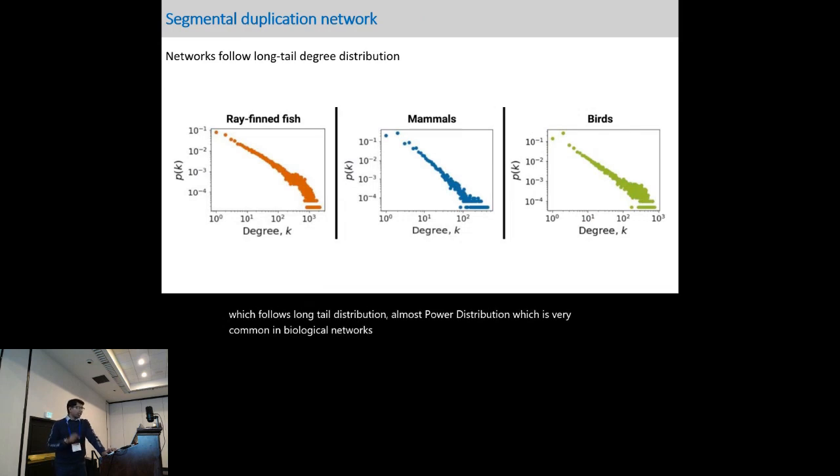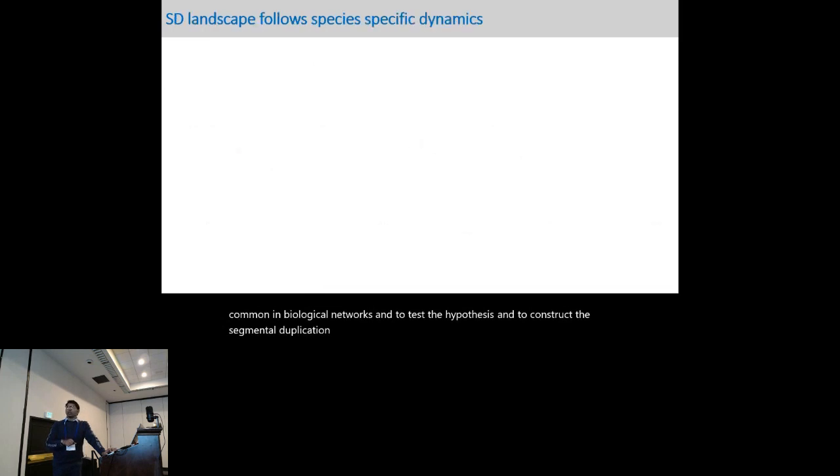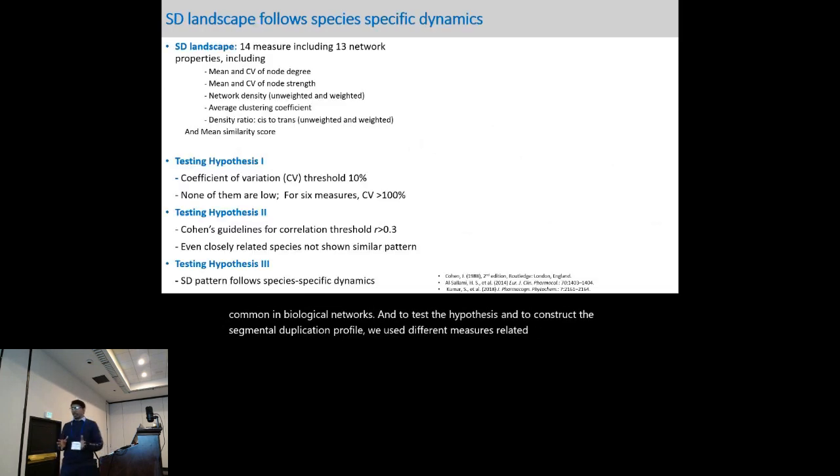And to test the hypothesis and to construct the segmental duplication profile, we used different measures related to networks and the similarity duplication scores. To test the first hypothesis, we consider a threshold on the variation measures of 10%. But in our analysis, we found that for none of the 14 measures is the variation less than 10%. Even in some cases, specifically for 6 measures, we have variation of more than 100%.